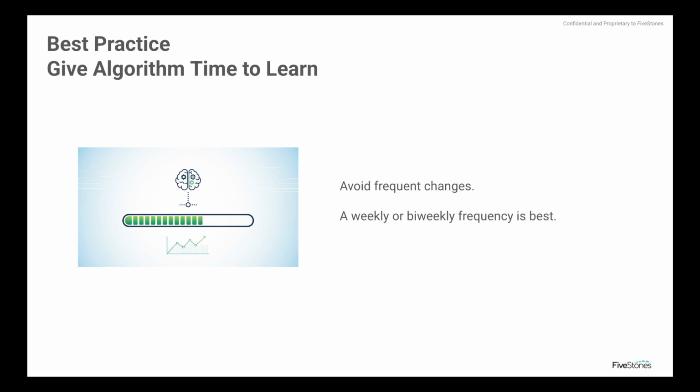And our final best practice is to give the algorithm time to learn. Custom bidding needs enough impressions to recognize patterns and adapt to your scoring logic. Whenever you make a major change, the model has to relearn, which often leads to a short-term performance dip. That's why frequent changes should be avoided. Treat each major adjustment as a new test, and allow sufficient time for the model to stabilize. In practice, a weekly or bi-weekly review cadence works best.